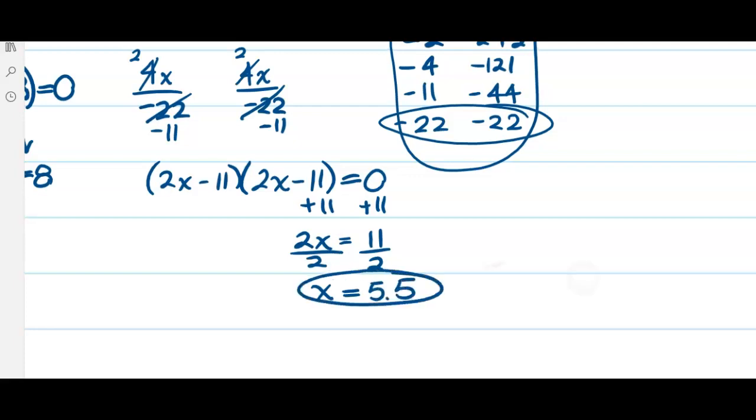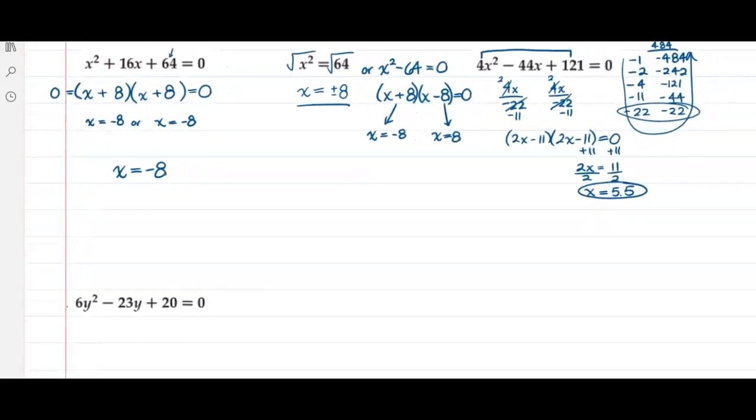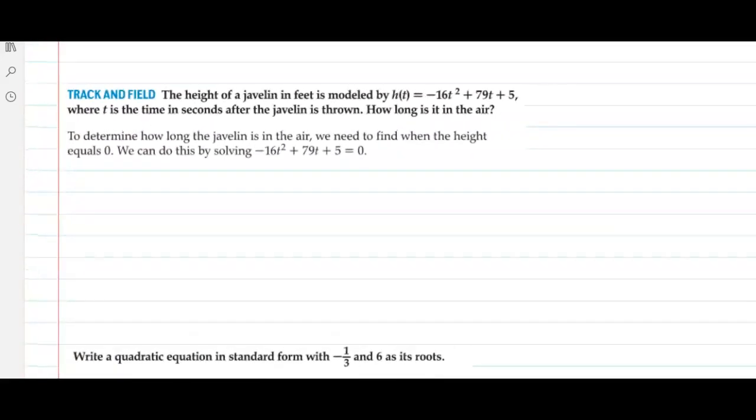So again, we have a double root at 5.5. In a problem where they're asking how long an object thrown is in the air, using factoring will be very helpful because we simply want to set this expression equal to 0, because when this h of t is 0, that says that the height would be 0. That's what we're interested in figuring out. So let's try to solve this by factoring.